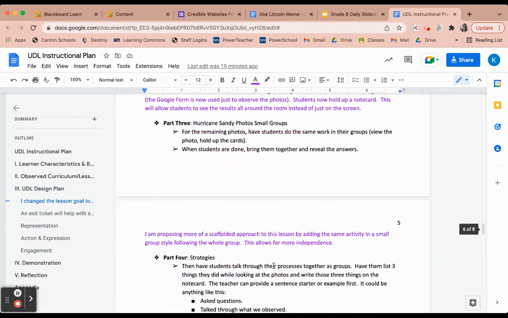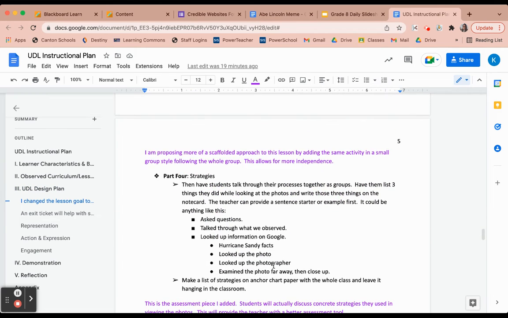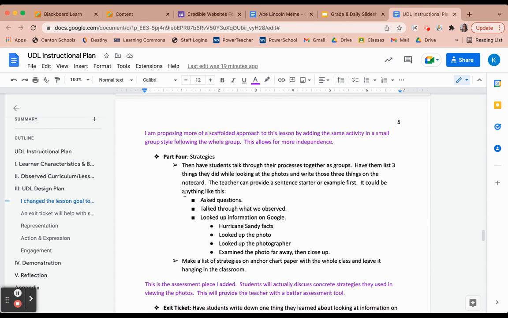The biggest major change that I added was here, part 4, where students are going to demonstrate the strategies that they used in observing the photos. And this is something that the teacher can use as a formative assessment to assess student learning.